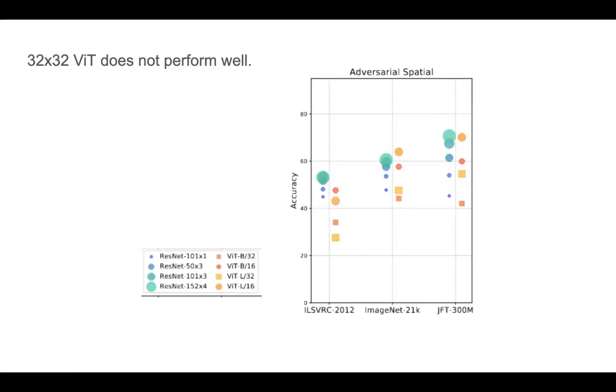So this is how the model performs on those adversarial spatial perturbations. We can see the same story here also. The other thing to notice is that the 32 by 32 ViT does not perform well. That is the largest of the ViTs, where we break down the image into the largest chunks, 32 by 32 non-overlapping patches.